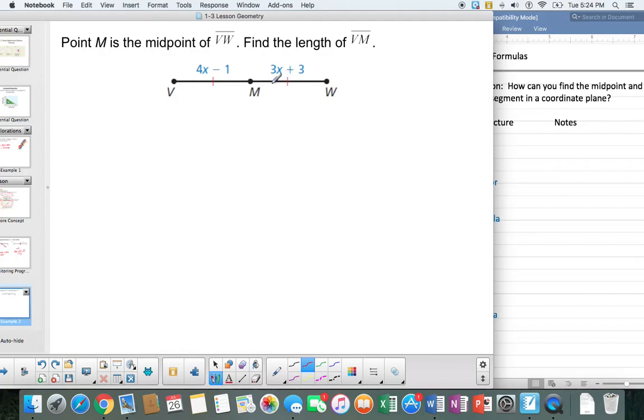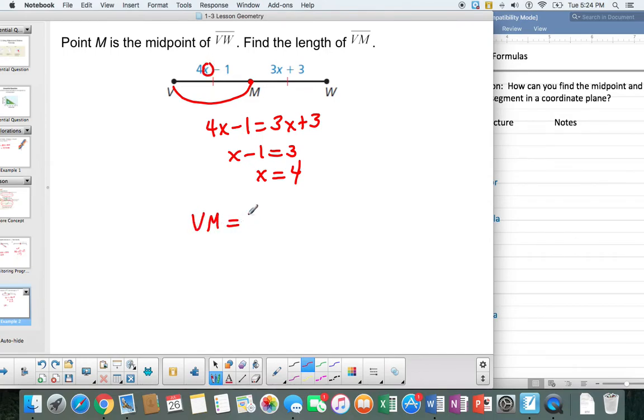All right, point M is the midpoint of this segment, and we want to find the length of VM. So we would like to find this length. So what we would like to do is set the two lengths equal to each other, do some algebra, and x will be equal to 4. This is not the answer to the question. It's the answer to what x is. So VM will be equal to 4 times 4 minus 1, and the answer is 15.